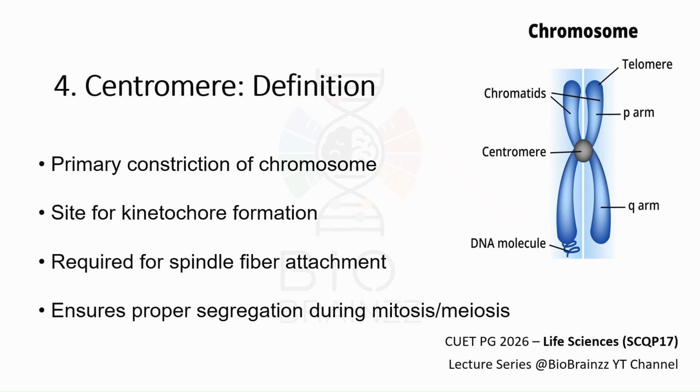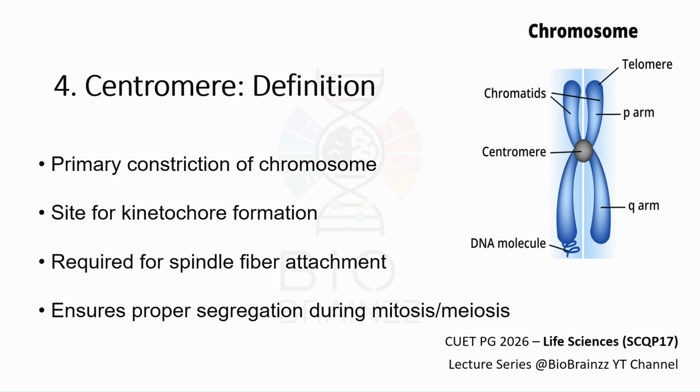The centromere is also required for the attachment of spindle fibers during mitosis and meiosis. These spindle fibers pull sister chromatids apart and ensure that each daughter cell receives the correct set of chromosomes. Because of this role, the centromere is extremely important for proper chromosome segregation during both mitosis and meiosis.